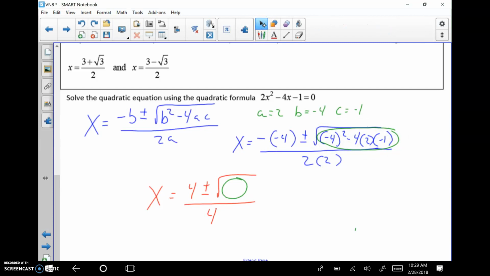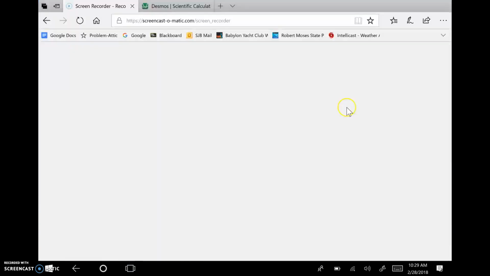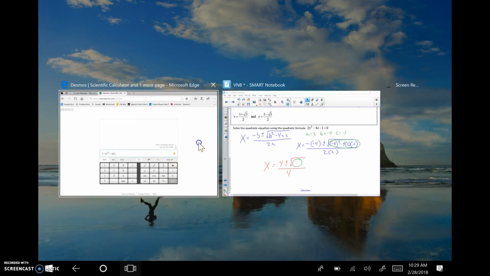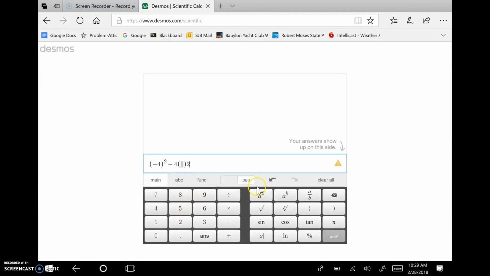I recommend you use your calculator for this piece and type it in as you see it. Desmos is a nice program for calculator stuff. I'm going to use the scientific version of Desmos here. I'll type it in the way I saw it: parentheses, negative 4 squared minus 4, parentheses, a was 2, close parentheses, open parentheses, c was negative 1, close parentheses. That's how you would type it into your TI-84 calculator. Then you hit enter and it will tell you 24.